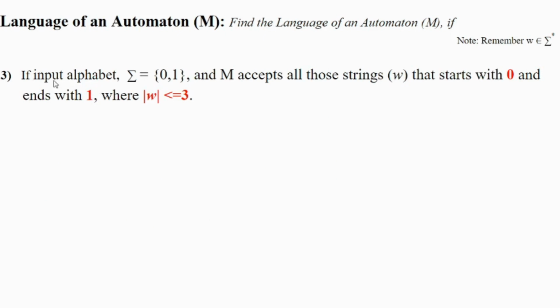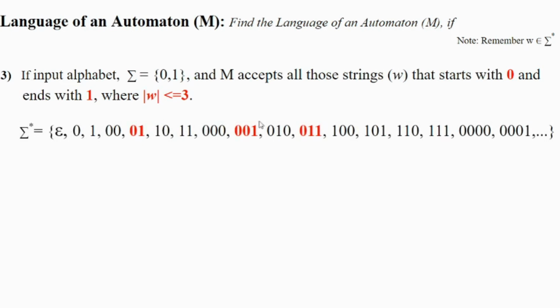In the last example, the input alphabet is 0 1 and the automata is accepting those strings which are starting with 0, ending with 1 and the length is less than or equal to 3. Here you are given 3 conditions. The first condition is the condition of acceptance. The automata will accept all those strings which are starting with 0, ending with 1 and the length is less than or equal to 3. It implies that the string length could be 0, 1, 2 and 3, but not 4.